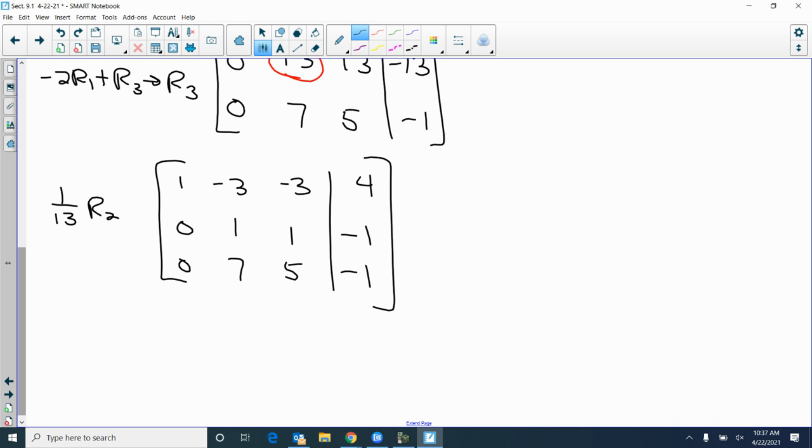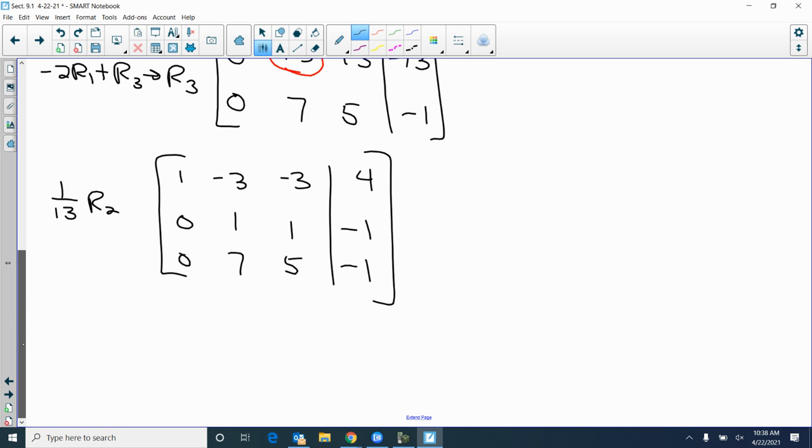Now what's our next goal? 0 is above and below it. Now we're going to do similar things. Here's what will help the most: when you're working with column 2, use row 2. So multiply this by a constant and then add it to row 1 and then add it to row 3. Well, what constant do I need to multiply it by to make this negative 3 a 0? Multiply row 2 by 3.